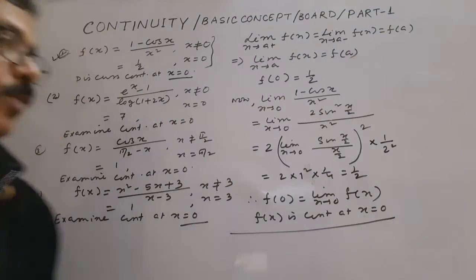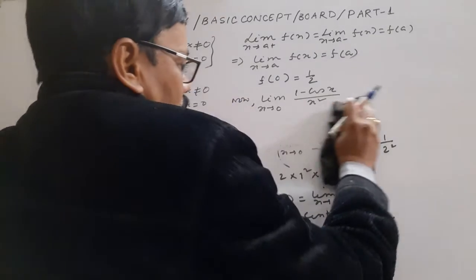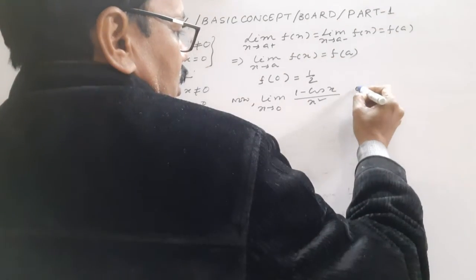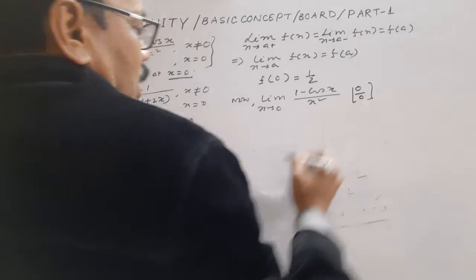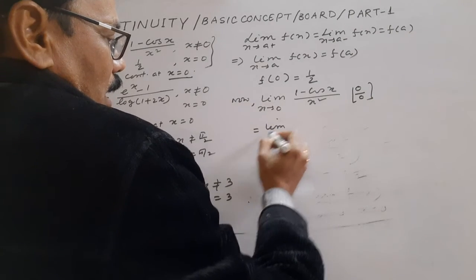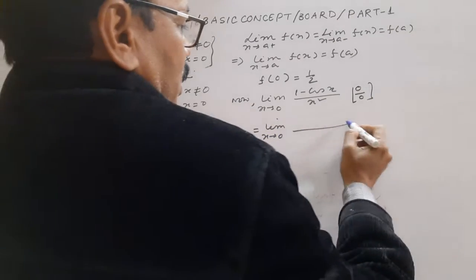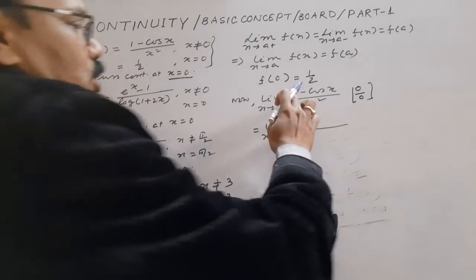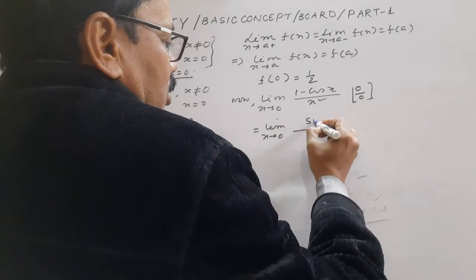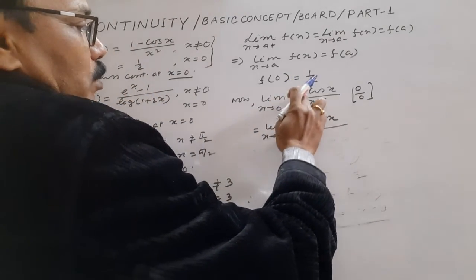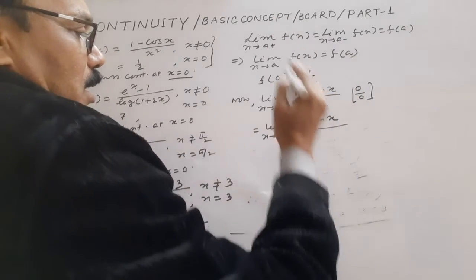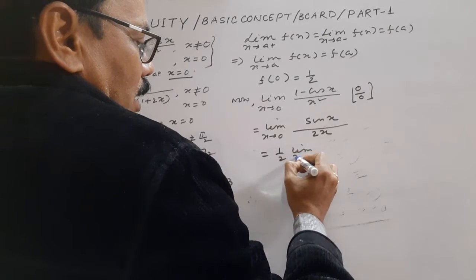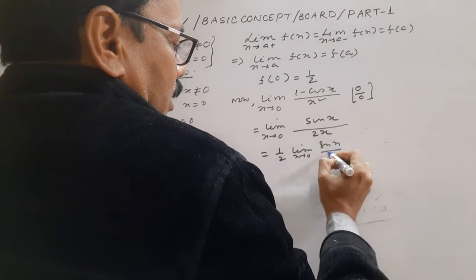Now listen. Some students solve it in this way. So look, it is 0 by 0 form. So L'Hospital rule, I have already discussed it. If it is 0 by 0 form, then take the derivative of the numerator. So derivative of 1 is 0, minus cos x. Derivative of cos x is minus sin x, minus minus plus. So half into limit x tends to 0 sin x by x.